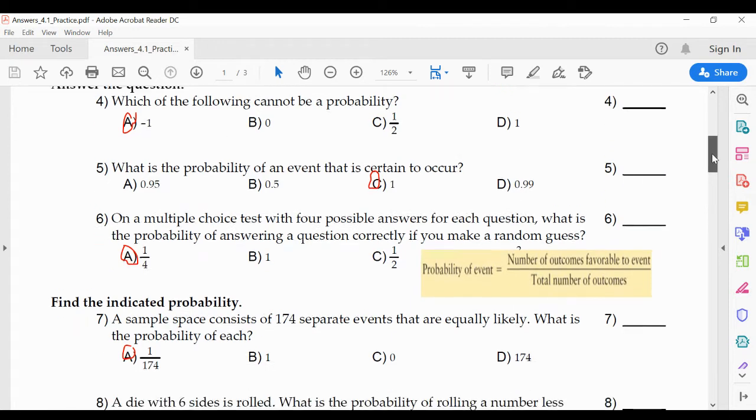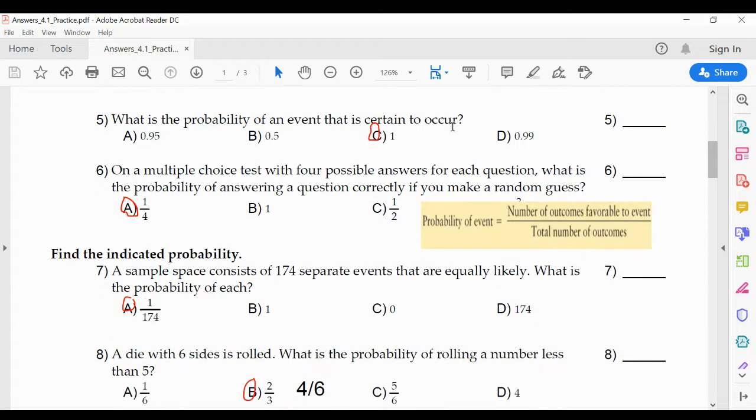Number 5, what's the probability of an event that's certain to occur? Well, I've just been saying that in the previous example. 1, sure thing.